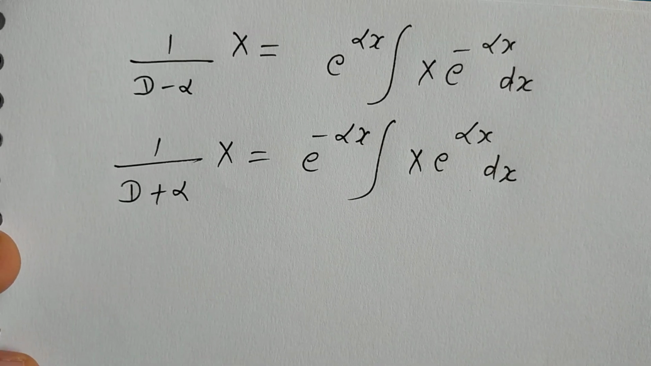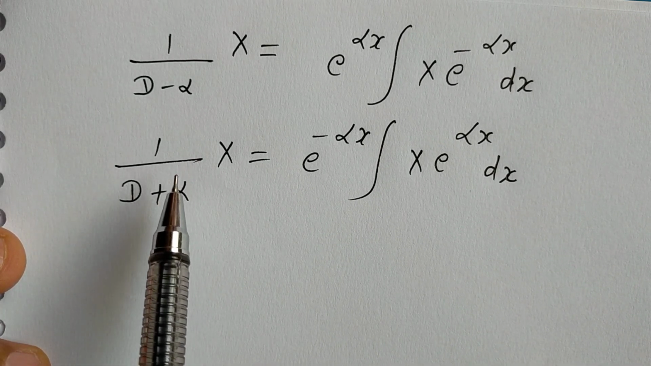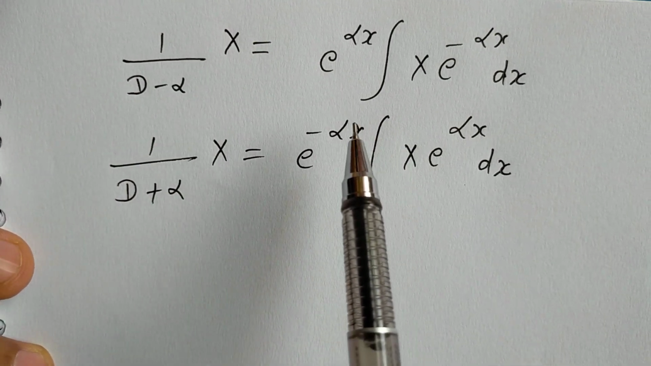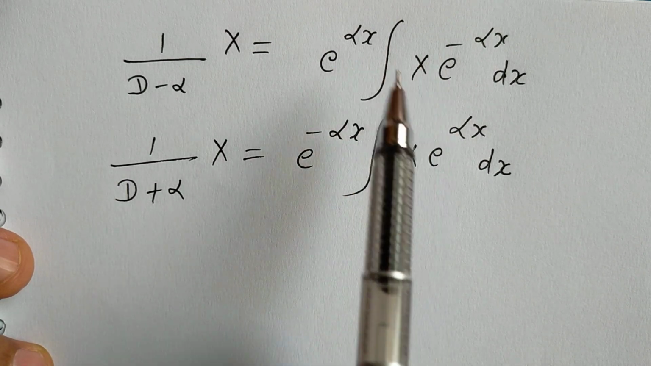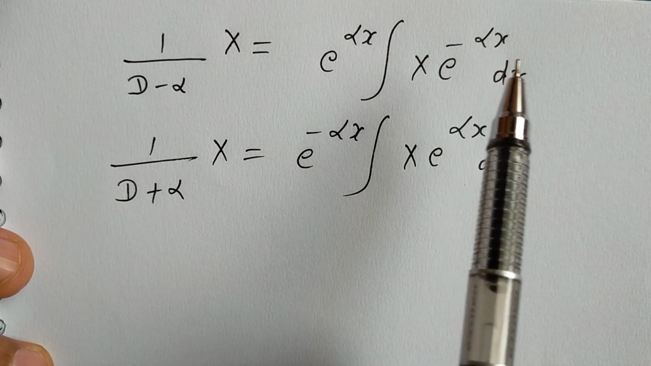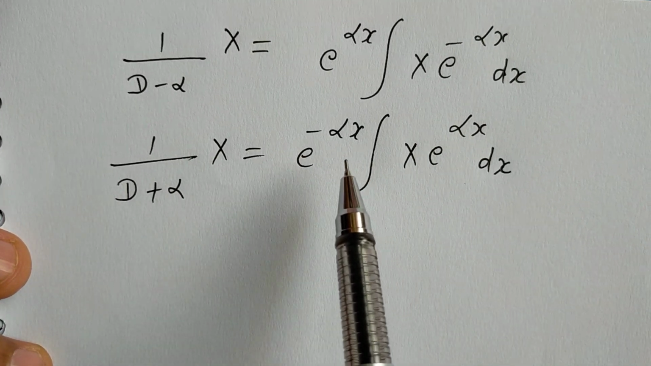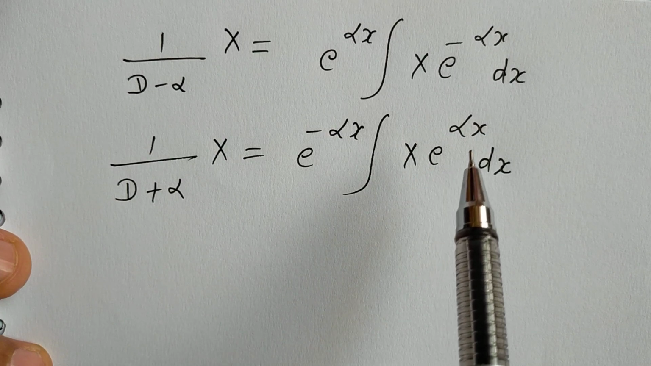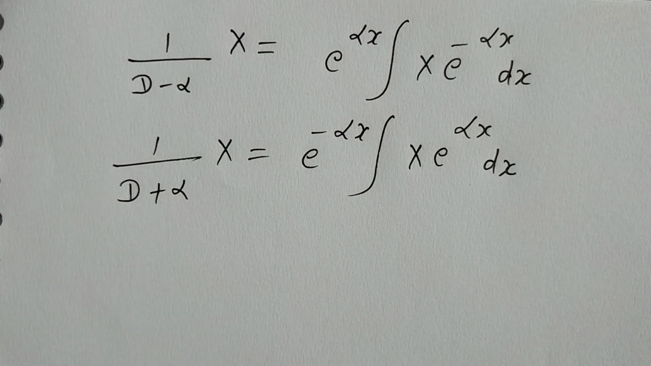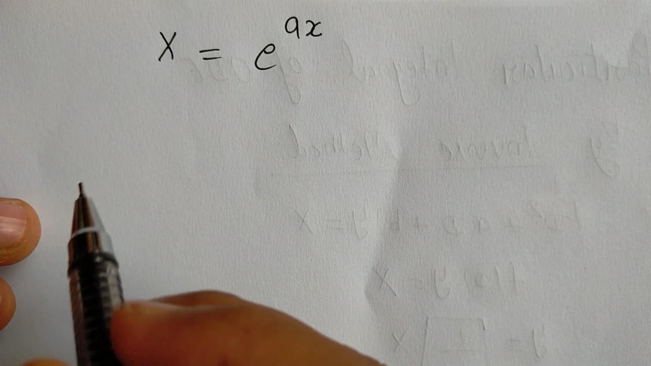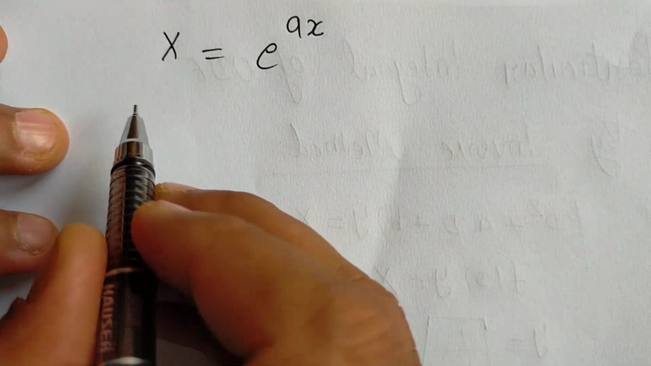We have first two formulas here: 1 upon D minus alpha of X equal to e power alpha x integral X e power minus alpha x dx, and 1 upon D plus alpha of X equal to e power minus alpha x integral X e power alpha x dx. Now let us see when X equal to e power ax, meaning the non-homogeneous part is an exponential function. So how to find the particular integral?